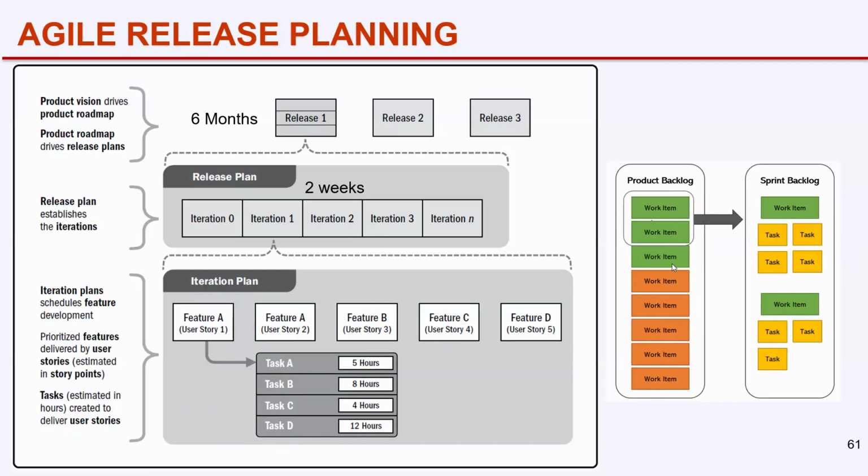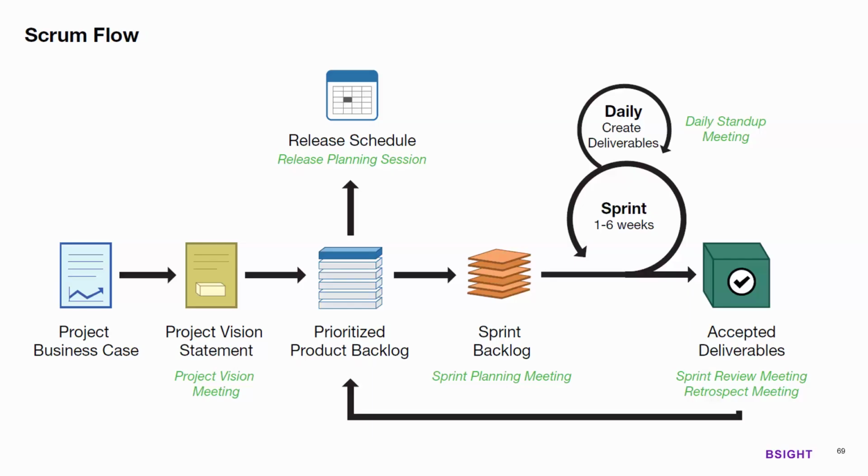Another name for iteration is sprint. In the Scrum methodology, we don't call it iteration, we call it sprint. So the sprint backlog is the output from the sprint planning meeting. That's it. As I told you, for a 10-day sprint, the sprint planning meeting is done in 2 hours. Then the team will start doing the work according to the plan they prepared and documented in the sprint backlog.